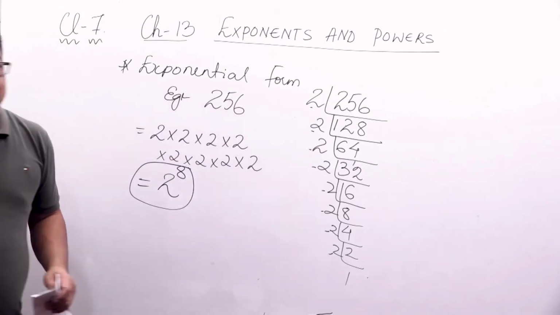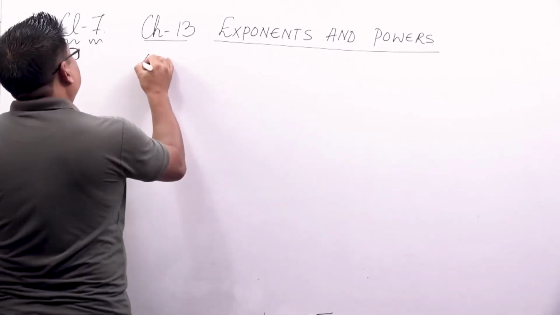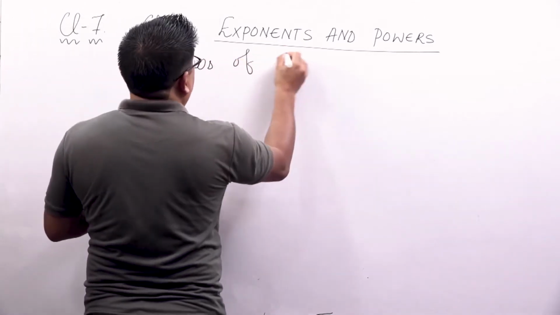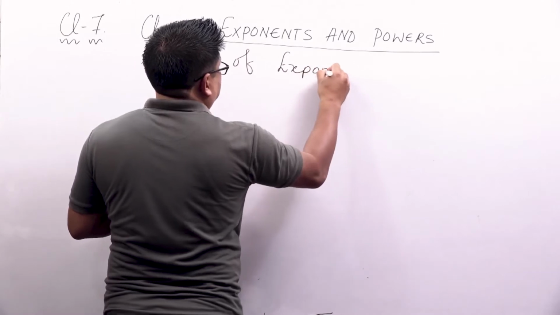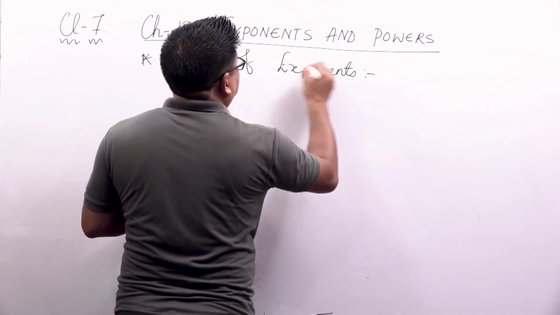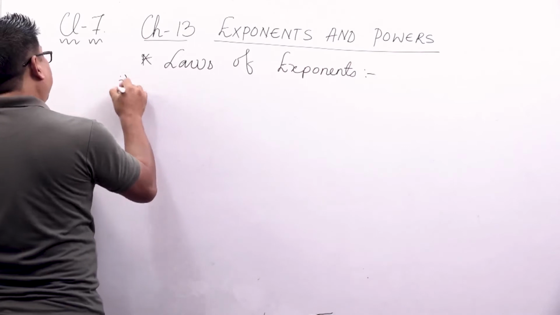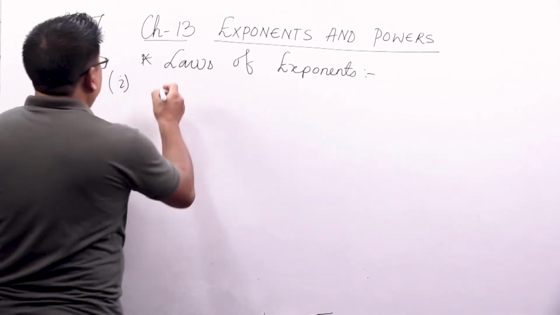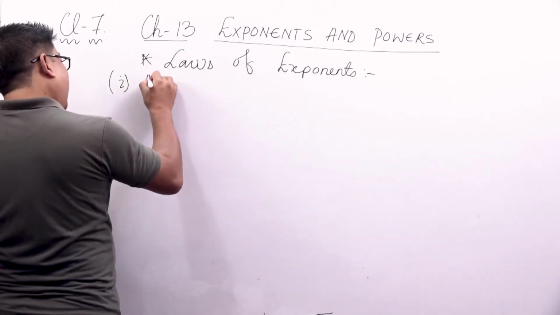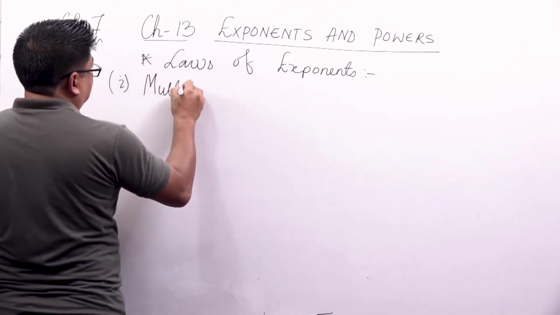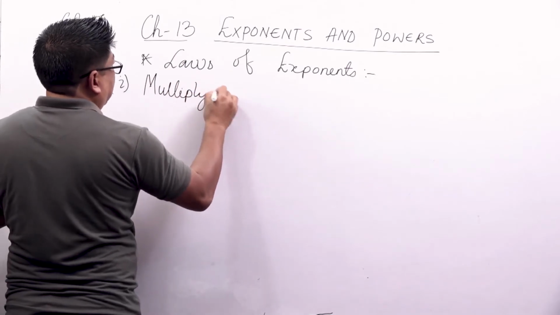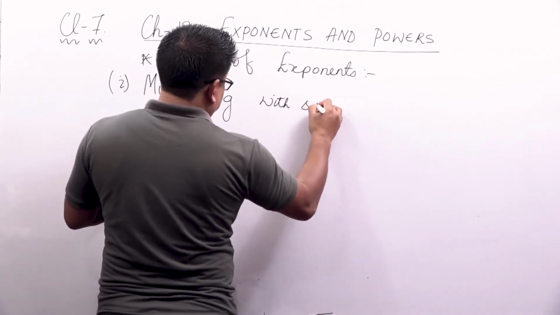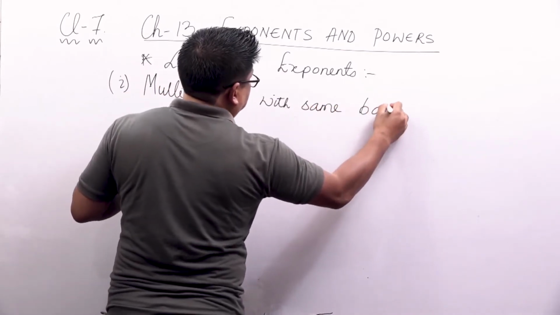Let's move on to the next topic. We will learn about laws of exponents. Once you understand these laws, it will be very easy for you. Now the first law is multiplying exponents with same base.